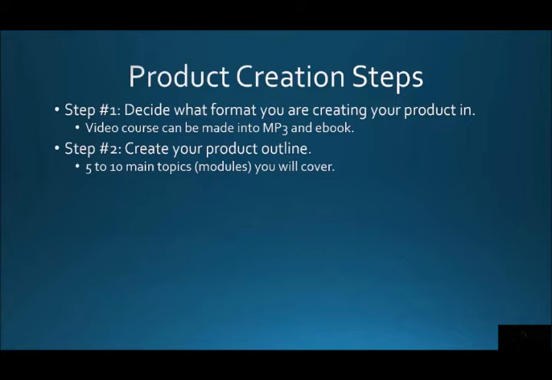You could also create your product outline. That would be step number 2. You want to create your product outline. You want to have 5 to 10 main topics or modules that you will cover. These are the basics of product creation. So 5 to 10 main topics or modules that you're going to cover.